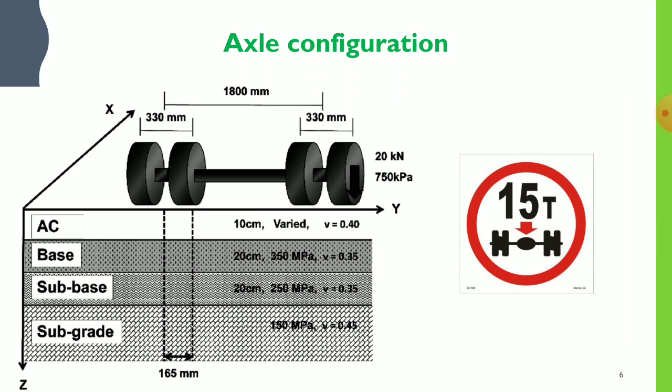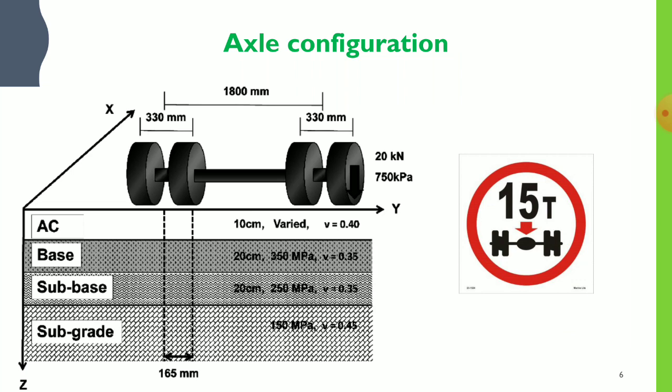Again, in some countries, and in India also, some of the states have fixed axle loads, like the symbol shown in the figure, 15 tons. Above that 15 tons axle load, it is not permitted to move on the Indian roads.